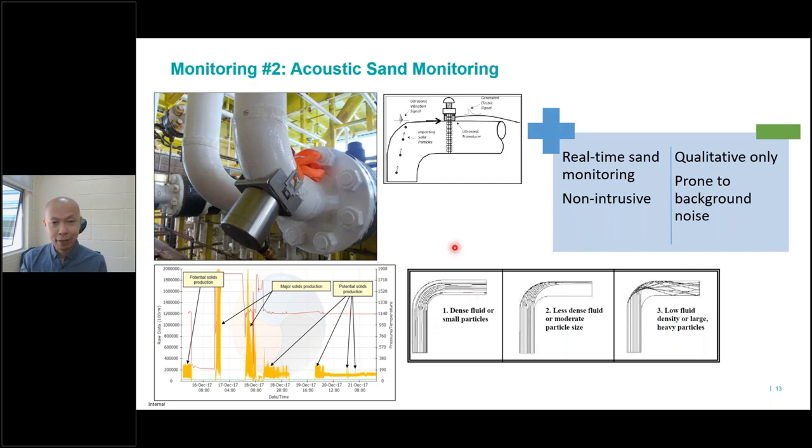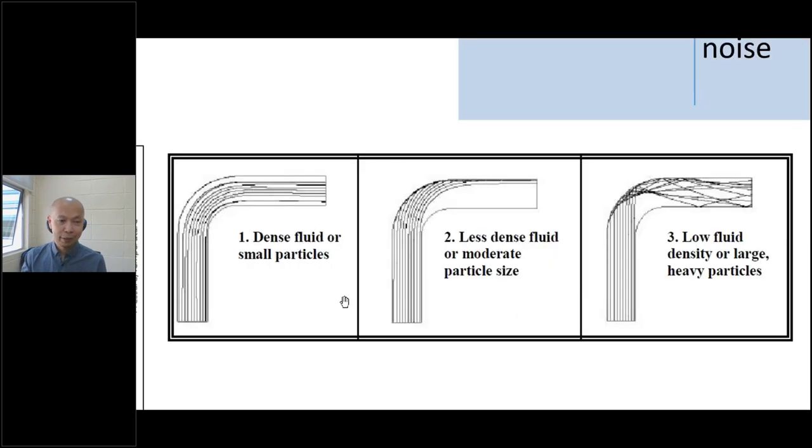It's also affected by the flow regime, like how dense the fluid is and how small the sand particle is. Because if you look at this, the way the sand particle impinges on the wall might be different in these three scenarios, depending on the fluid density and the particle size. You have a high chance that the sand will impinge the wall when you are dealing with low fluid density and maybe large and heavy particles, which is quite common for gas wells.